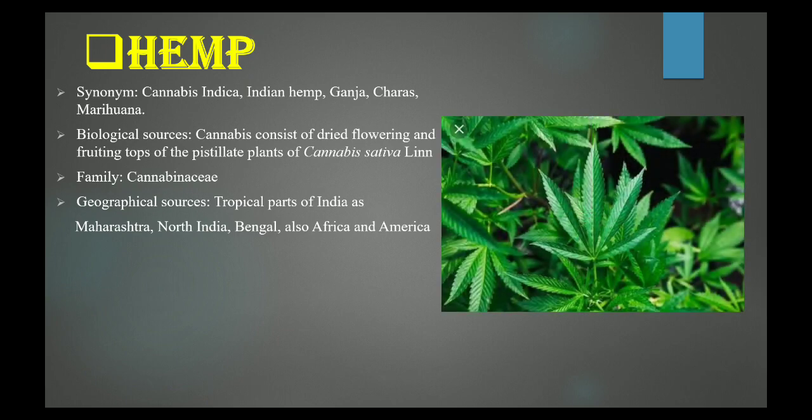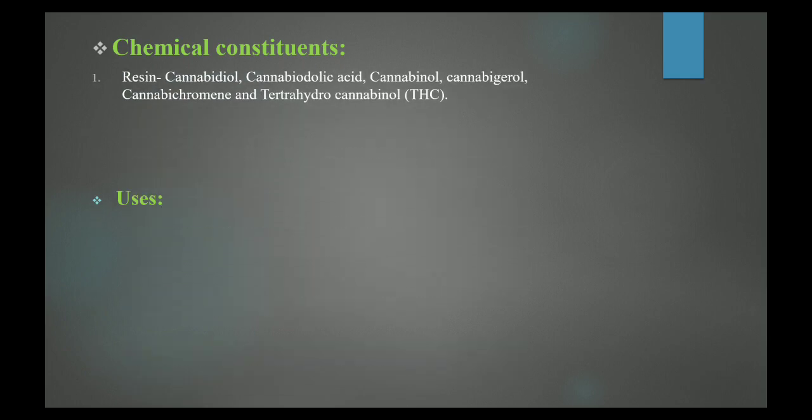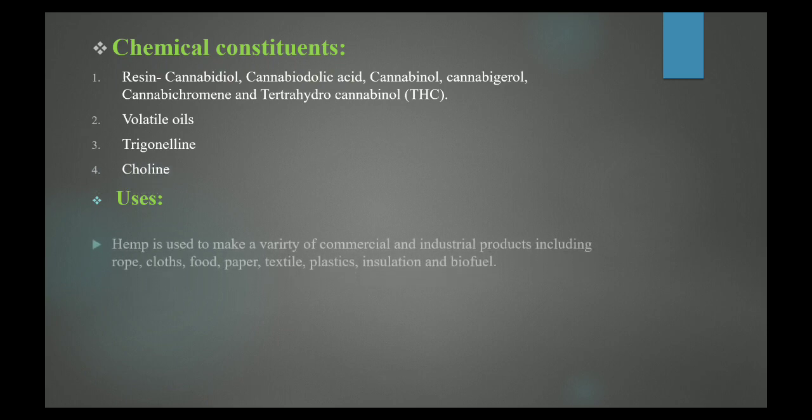It is the image of the hemp. Then chemical constituents: resin, cannabidiol, cannabidiolic acid, cannabinol, cannabigerol, cannabichromine and tetrahydrocannabinol THC. Then volatile oils and trigonelline. Then choline will also be a chemical constituent.